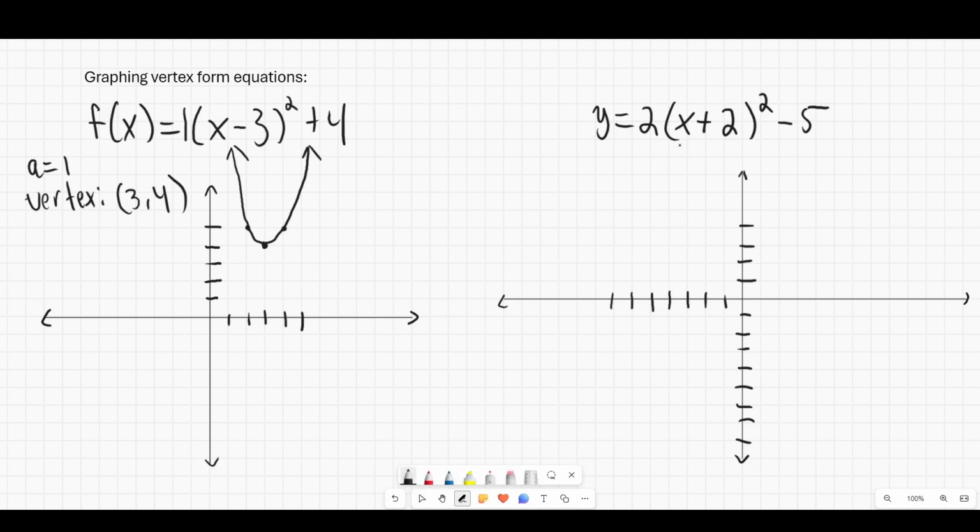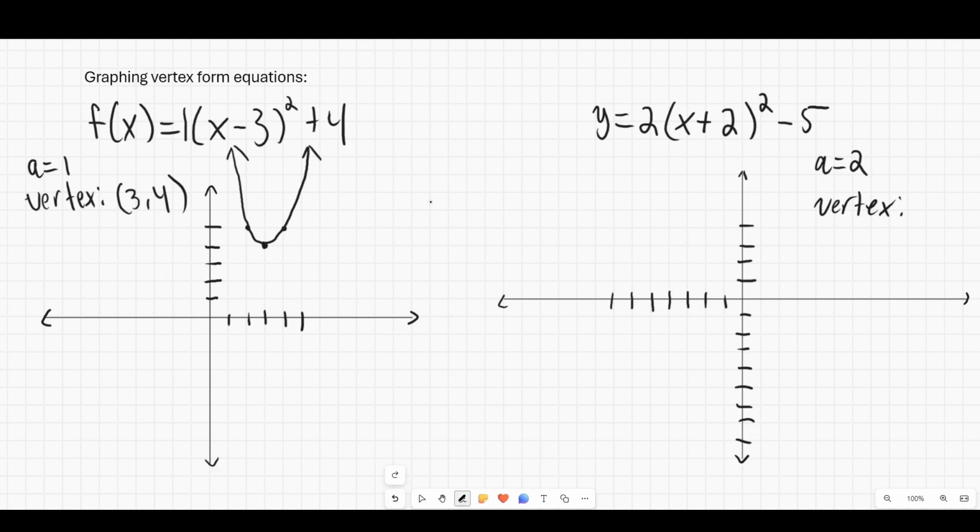Okay? Moving on to the next one, y equals 2 times (x plus 2) squared minus 5. Let's label a and our vertex. Our a value is the number in front of the parentheses. It's the 2. So we have 2. My vertex I get from h and k.